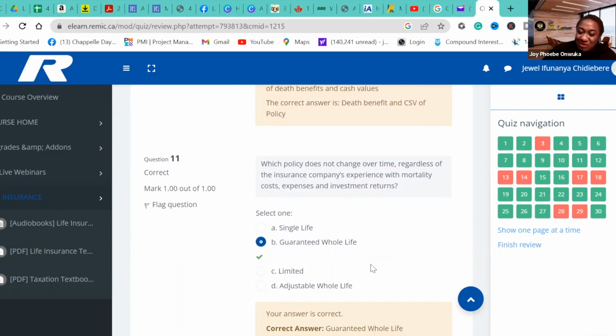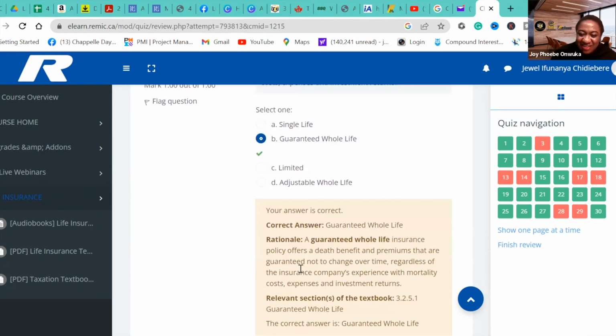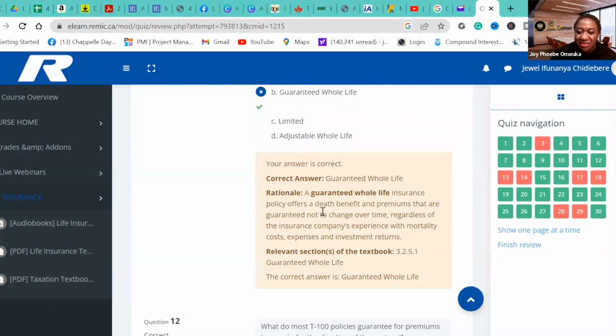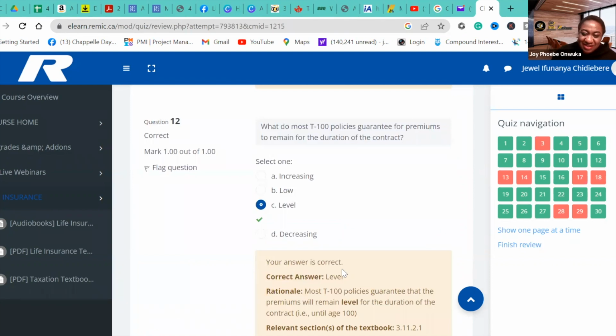Question 11. Which policy does not change over time, regardless of the insurance company's experience with mortality, cost, expenses, and investment returns? Guarantee whole life. Yeah. Now, here is our rationale. A guarantee whole life insurance policy offers death benefits and premiums that are guaranteed not to change over time, regardless of the insurance company's experience with mortality rates or whatever. So guarantee whole life is the answer. And we got that.